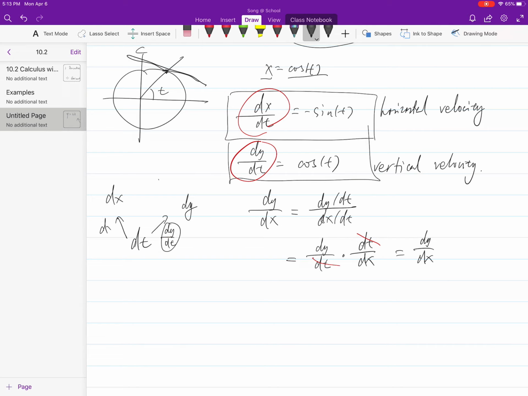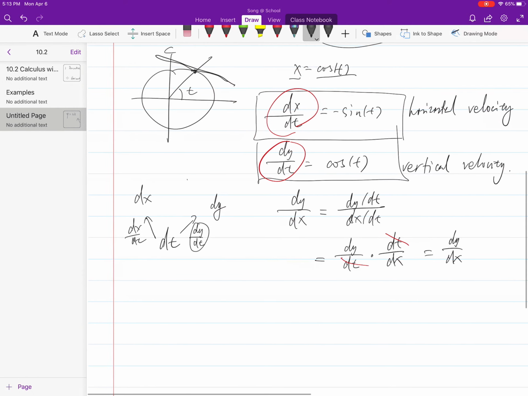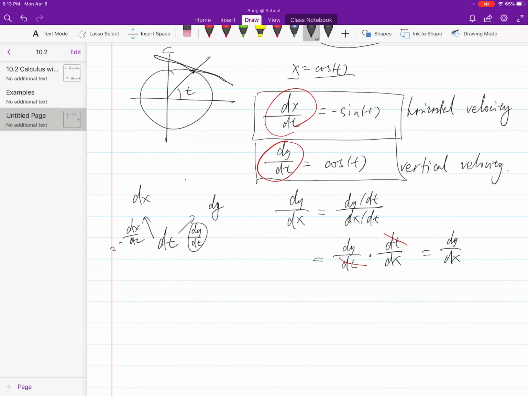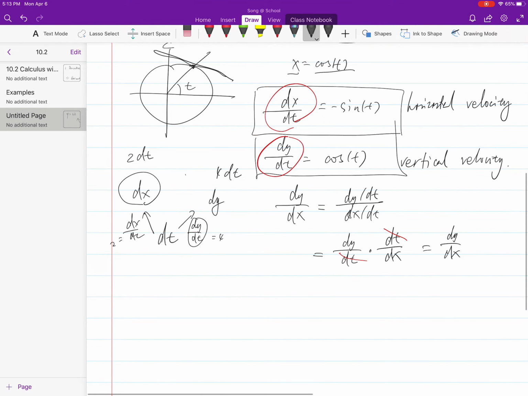Similarly, if your dt changes a little bit, your dx is going to change. That ratio is given by dx over dt. For example, if dx over dt is 2, that means dx is twice the size of dt. If dy over dt equals 4, that means dy is 4 times the change of dt. So if dt changes by 1, dy changes by 4, and dx changes by 2.